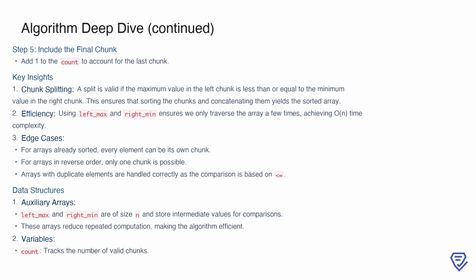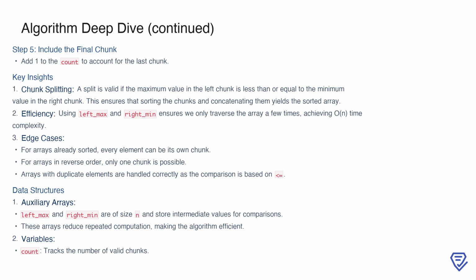First, the condition for a valid split ensures that sorting each chunk independently will not disrupt the overall order of the array. Second, using the left_max and right_min arrays allows us to solve the problem in linear time, as we only need a few passes through the array.